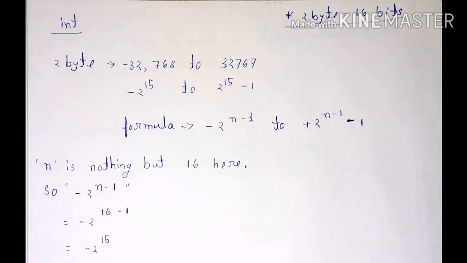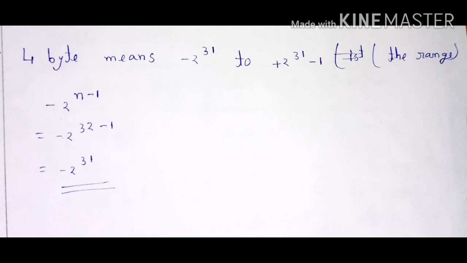So in the same way, if the storage size of integer is 4 bytes, the value will be minus 2 power 31 to 2 power 31 minus 1, which means minus 2 power n minus 1, then minus 2 power 32 minus 1, which is minus 2 power 31. So guys, you have to calculate in this way.